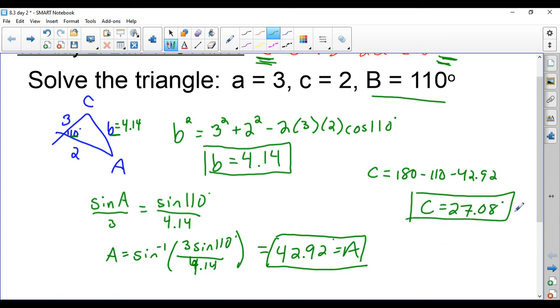So you have to use law of cosines as your first step, but once you have that side length, you can switch to law of sines, as long as you are careful that there's no way that the angle you're finding would be obtuse.